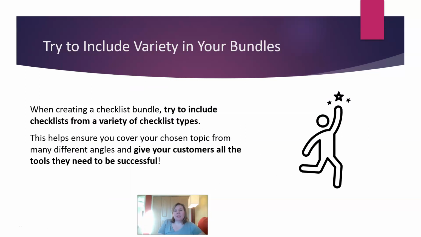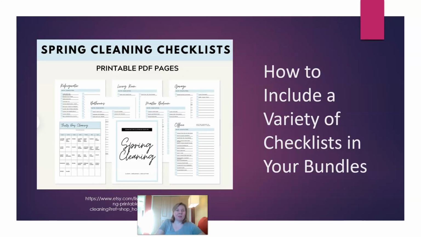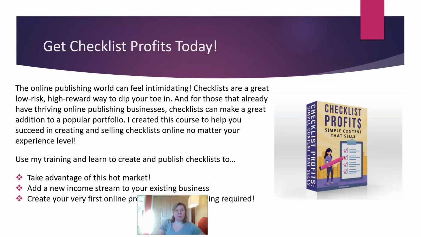So if you're going to be putting together a bundle of checklists, one of the things that you can do is include these types of checklists as a variety. So you don't just have one type of checklist, and that's going to increase the appeal as well. So for example, this is a spring cleaning checklist, and it has a lot of different things. It has different rooms, but it also has a 30-day cleaning calendar as well.